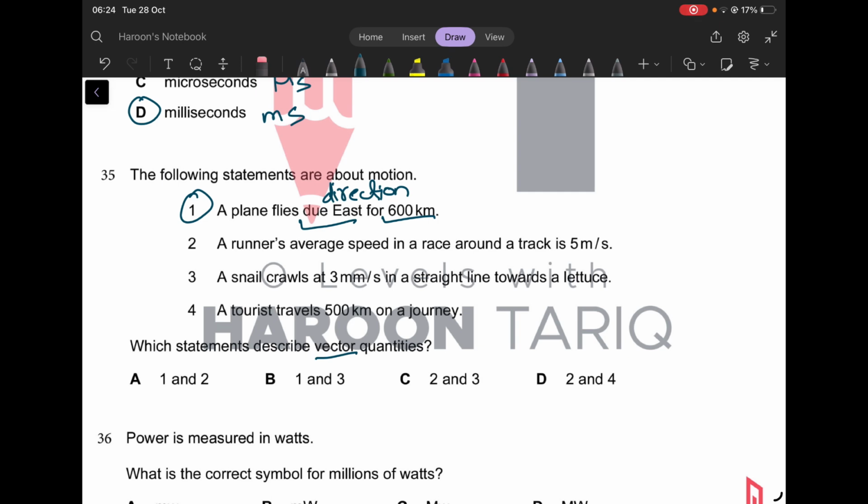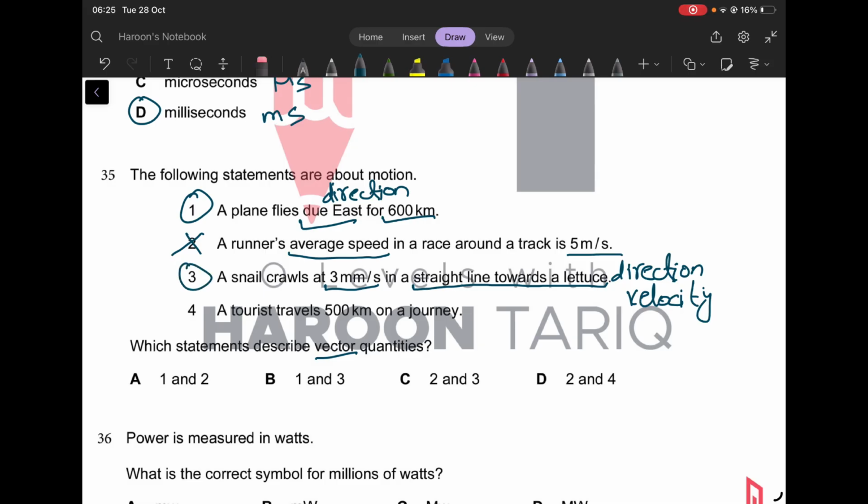A runner's average speed around the track, 5 meters per second. Speed is scalar. So this is out. A snail crawls 3 millimeters per second in a straight line towards a lattice. This is the direction given. Speed with the direction is actually your velocity. So this would be my velocity. Velocity is also a vector quantity.